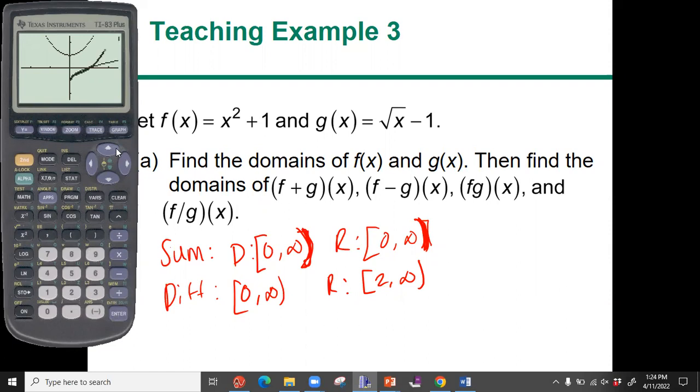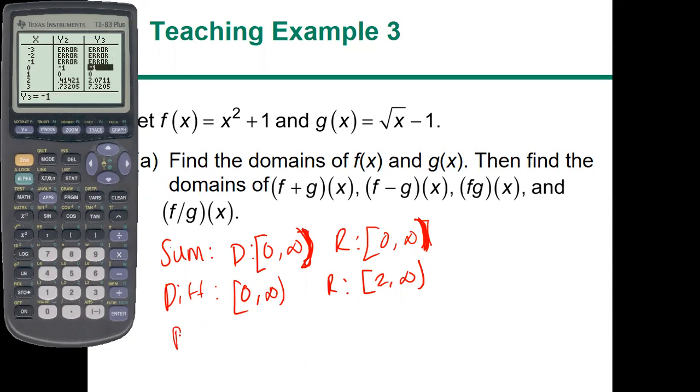All right. So as you can see here, I come all the way down here to -1. What about my domain? Where does my X start? Does it start at 0? Let's look at our table. Is there a value at 0? Yes. So where does our domain start? 0. So for the product, we're at 0 and we go to infinity. The range, we are all the way down at -1 and we go to infinity.